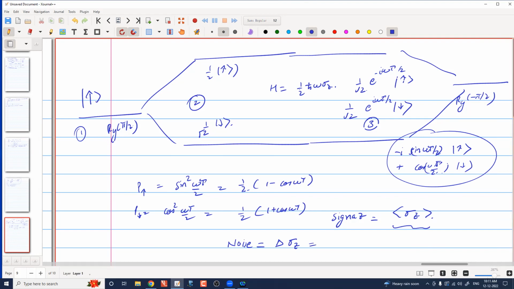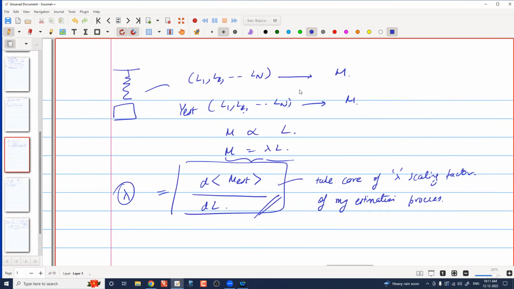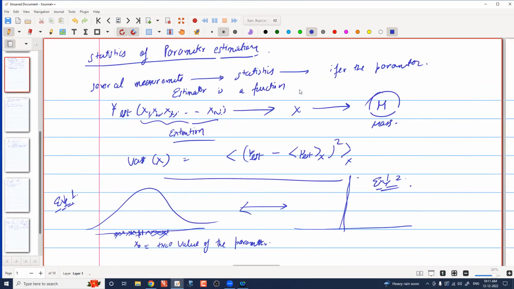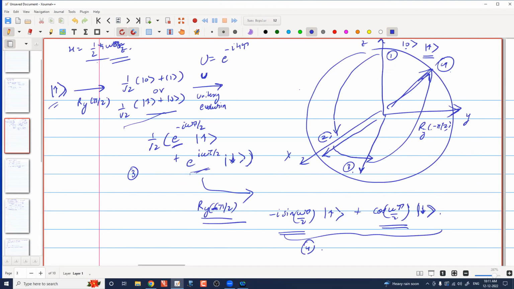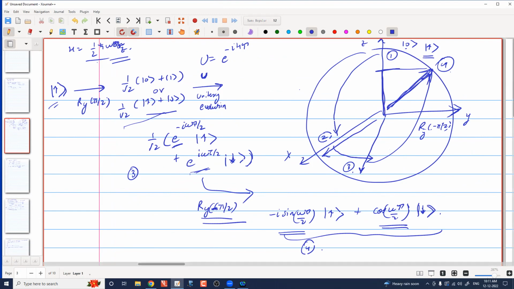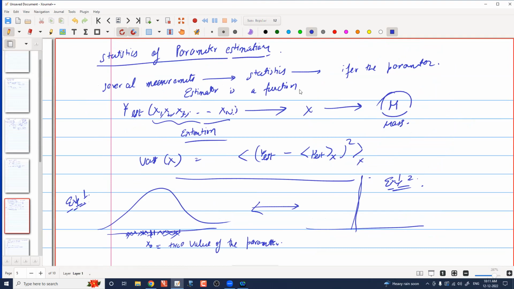So what's the expectation? I have probability of upspin being sine squared omega t/2, probability of downspin being cosine squared omega t/2. If you calculate the expectation value of sigma z, it's going to turn out to be minus cos omega t. Basically, it's just quantum. This state is somewhere on the Bloch sphere, and finally this was somewhere on the Bloch sphere. I'm going to measure the expectation value of sigma z, and this just turns out to be minus cos omega t. If omega was 0, this would have been 1 or minus 1. So depending upon the value of omega, that's what I'm getting.